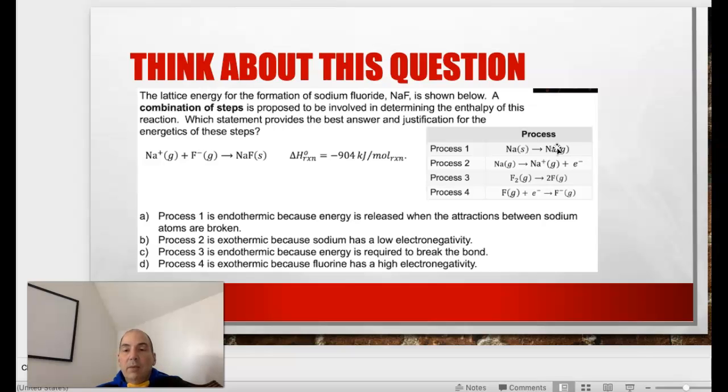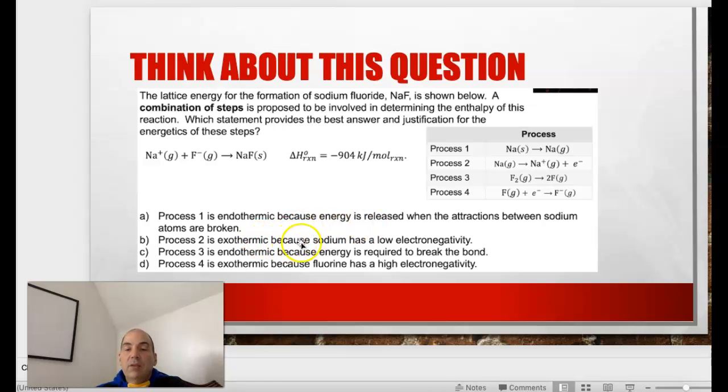And so that would be an endothermic process. All right, that seems pretty reasonable. Let's see, process one is endothermic because energy is released. Whoa, endothermic does not mean energy is released. That statement is not completely correct. Let's go on to step two.